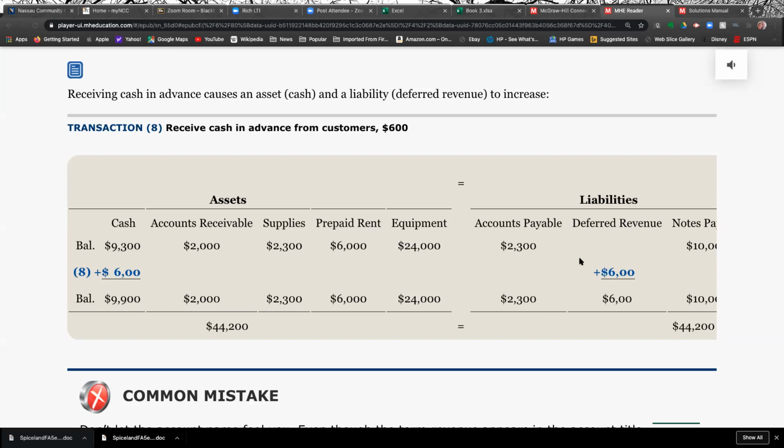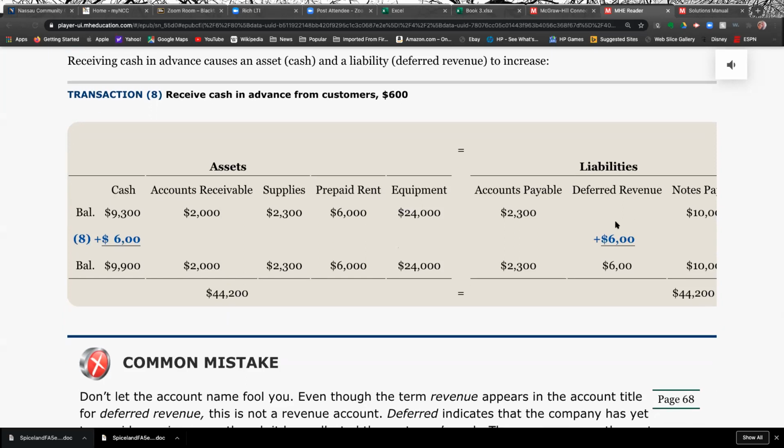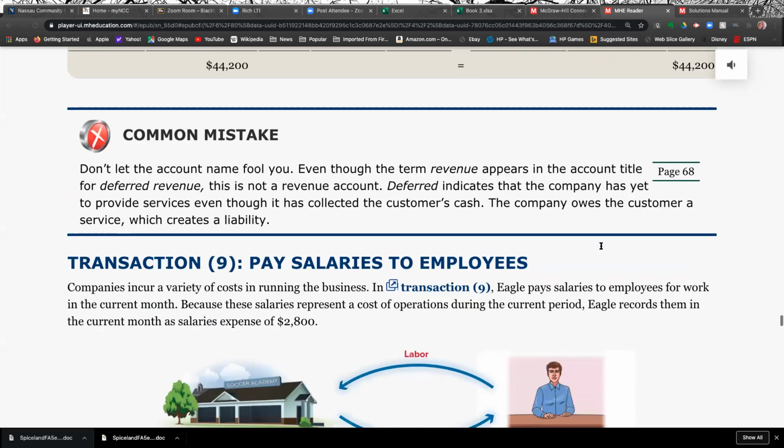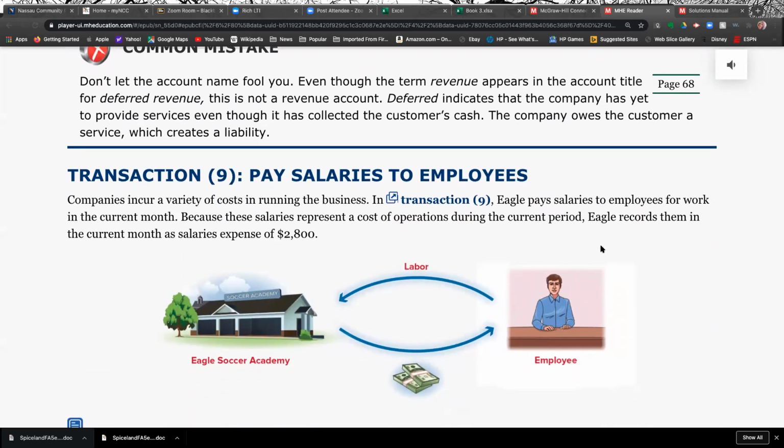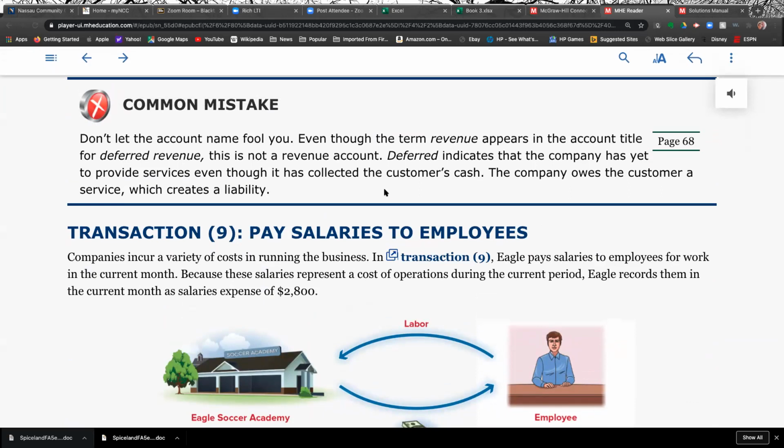And again, that's something we'll see in chapter 3. This deferred revenue will turn into revenue when I provide the soccer training. Until then, I owe it to my customer, right? I owe this customer $600 worth of my time. And a common mistake students make is that they record that as revenue. Deferred indicates the company has yet to provide services even though it has collected the customer's cash. The company owes the customer a service, which creates a liability.